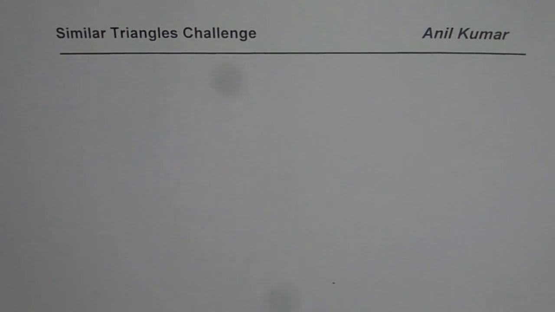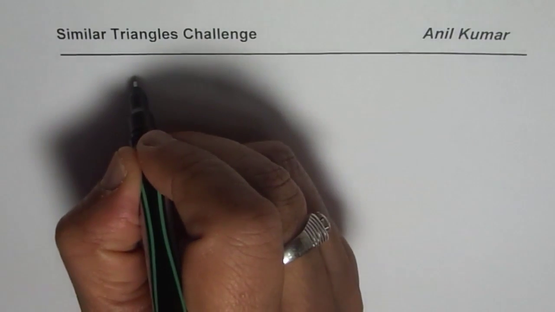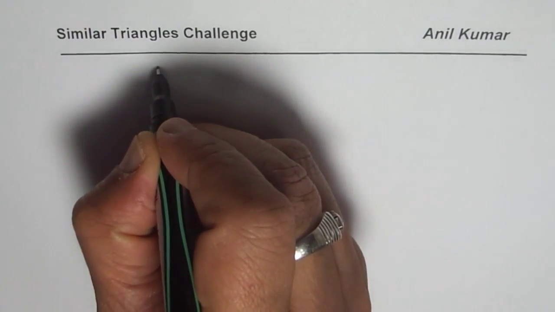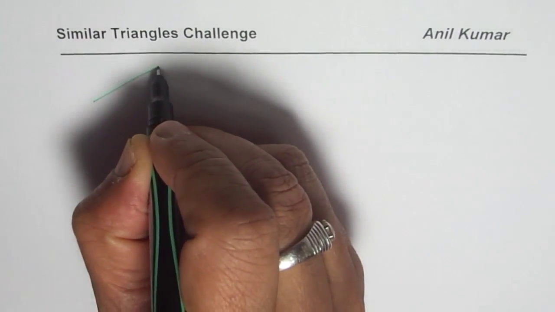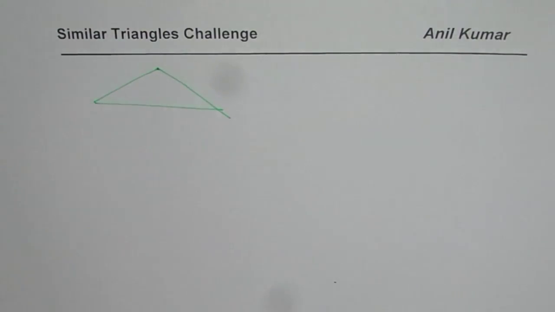I'm Anil Kumar, and in this particular video I'll give you two test problems which are based on similar triangles, and these are challenge questions which I have seen so many times in the test paper. So let me sketch two right triangles. Let us say one triangle is kind of like this. Okay. Let's say that is our right triangle.